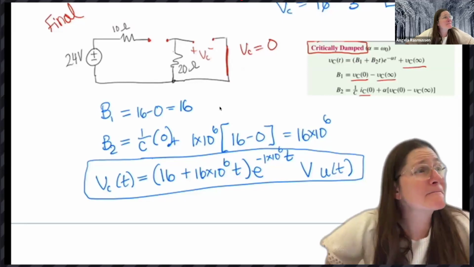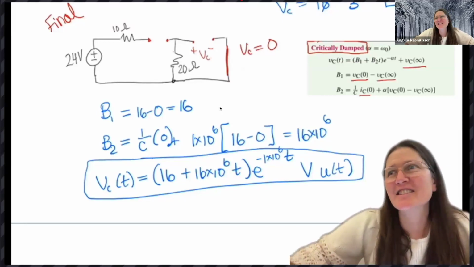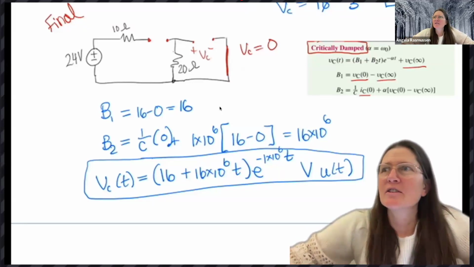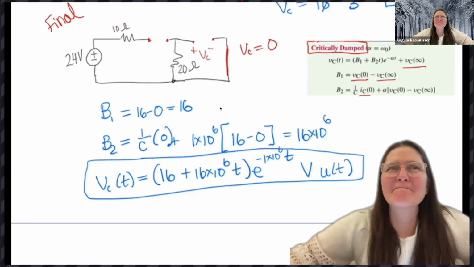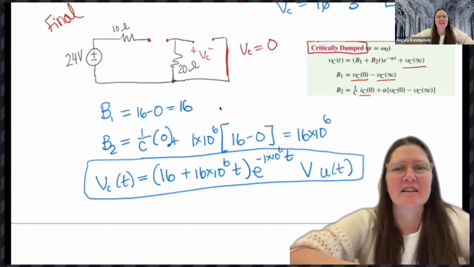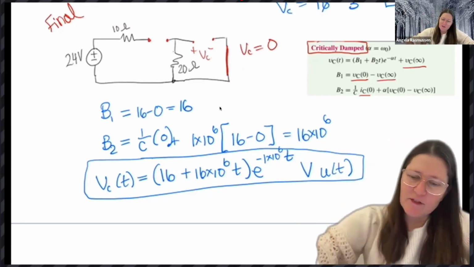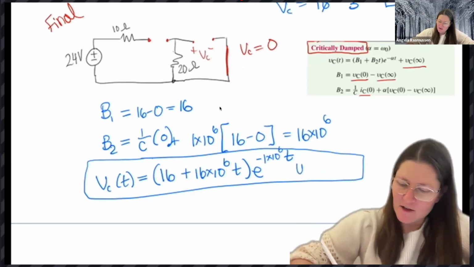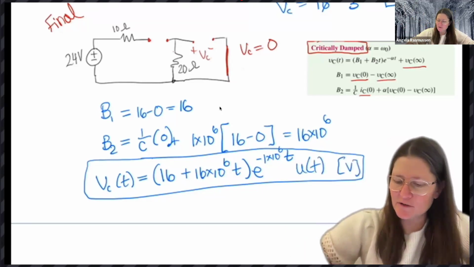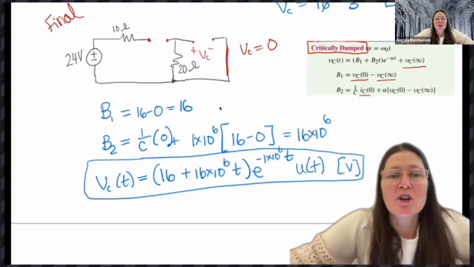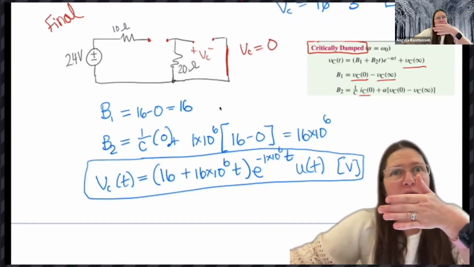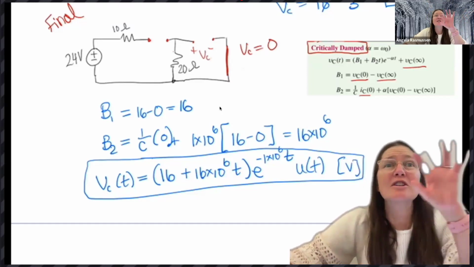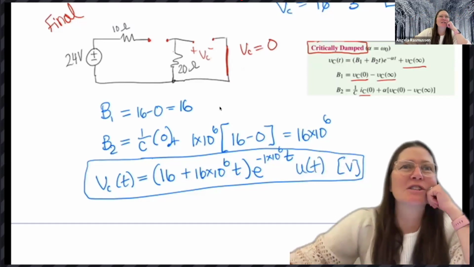All right, questions? Yes. That's volts, U of t, and this is in the units of volts, because this is only valid after t equals 0. So remember, U of t is a way of saying, instead of saying for t greater than 0, you just write U of t instead.